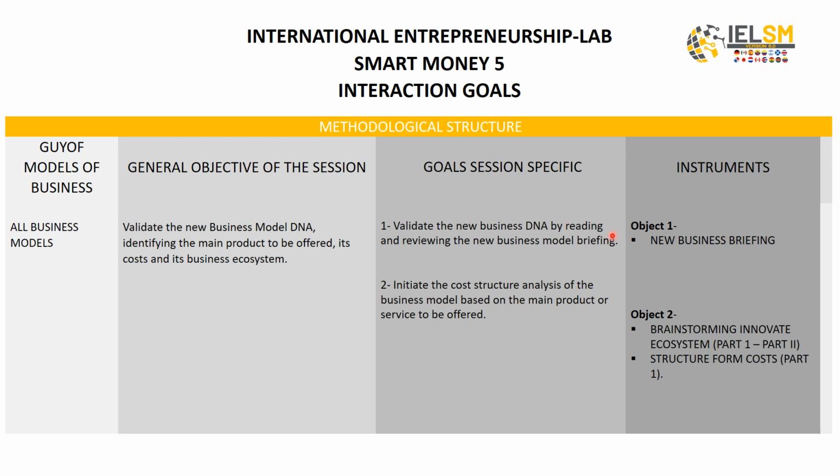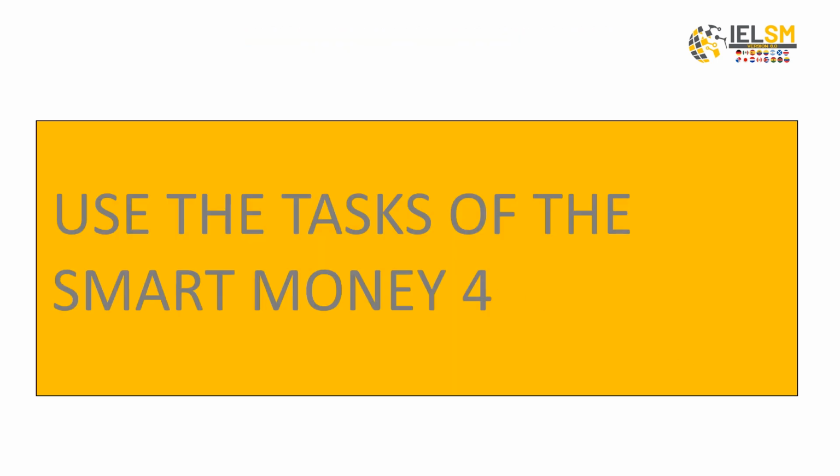For each objective, we have tools or methods. For objective number 1, you need the new business briefing. For objective number 2, you need the brainstorming of the ecosystem part number 1 and part number 2, and the cost structure part number 1. This document you receive is in the methodology document. It is quite important for session number 5.